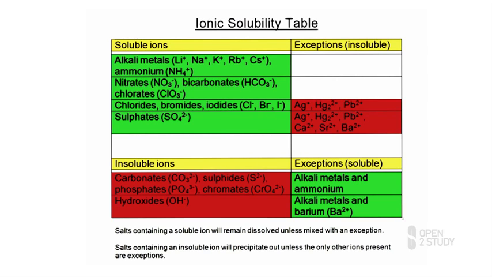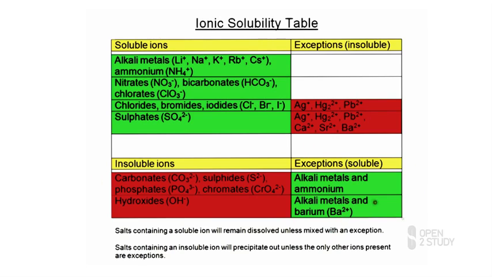So if you were to add silver, mercury or lead to a solution containing chloride ions, hydration forces would not be strong enough to keep them apart. So that silver, mercury or lead would snap together with that chloride and would fall out as a precipitate. You'd see a solid forming in the solution.